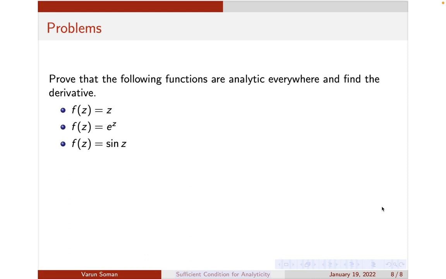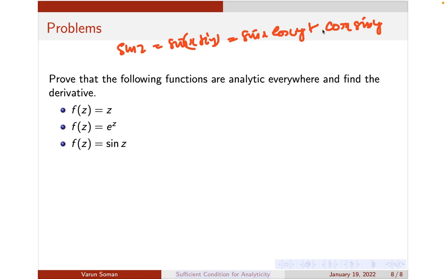Okay, so how will you check it out? So first you find u and v. What is sin z? Sin z is sin of x plus iy. Applying the sum rule, it is sin x cos iy plus cos x sin iy.